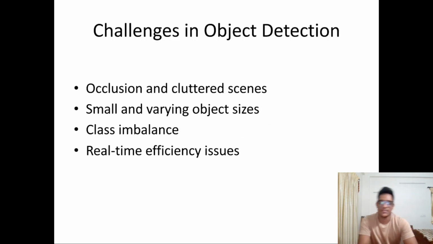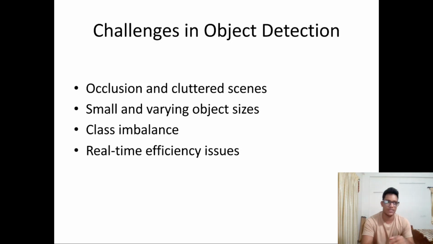Next, we will see challenges in object detection: occlusion and cluttered scenes. Occlusion is basically when an object is behind another object. It is not completely visible, and it's just partially visible. So we do not get the proper information of that object. And within cluttered scenes, there are a lot of objects within a small area, so it is difficult to segregate and identify each of the objects.